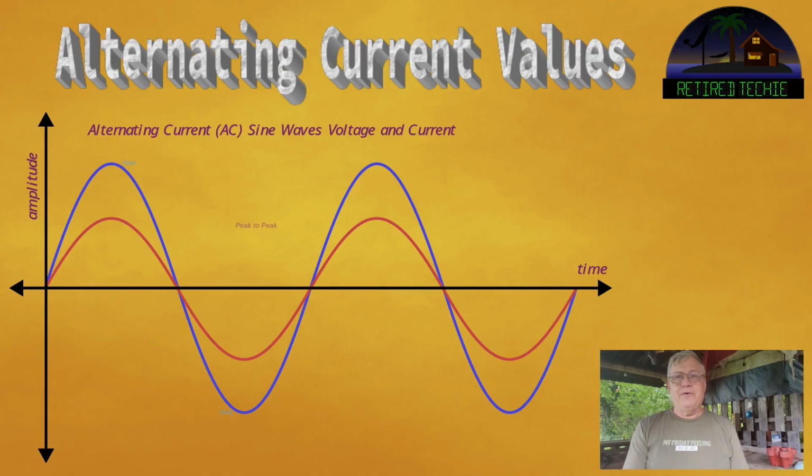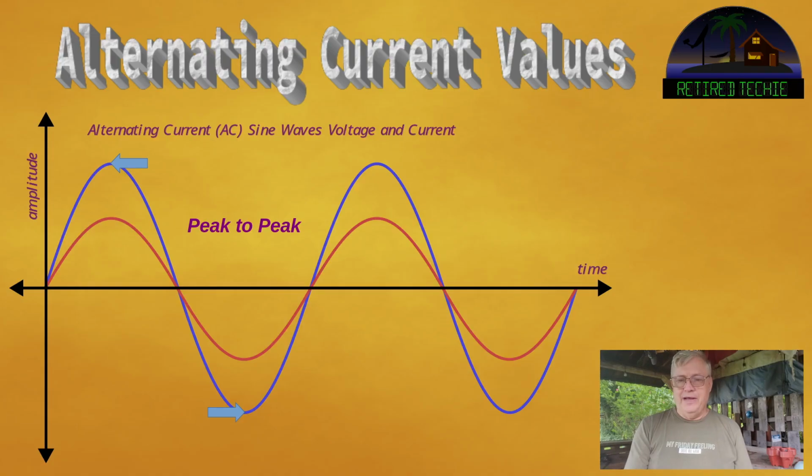So the first value we want to look at is peak-to-peak voltage, which is the maximum positive peak to the maximum negative peak. This one's not used too often, except when companies want to inflate their claims about the power of something. They might use peak-to-peak voltage, but generally not used that often.